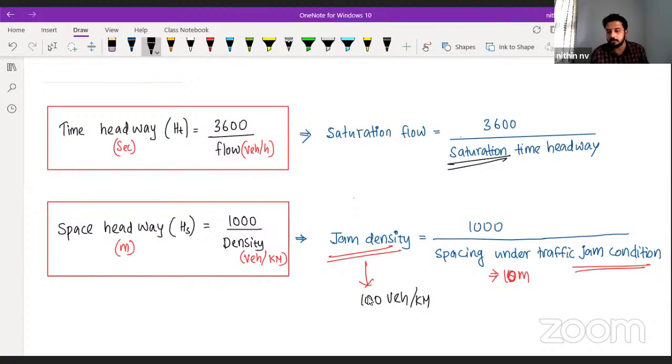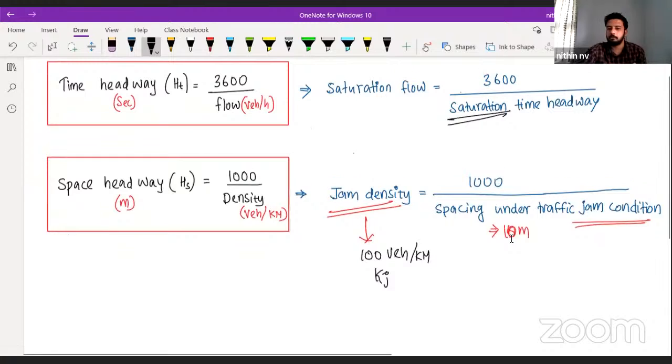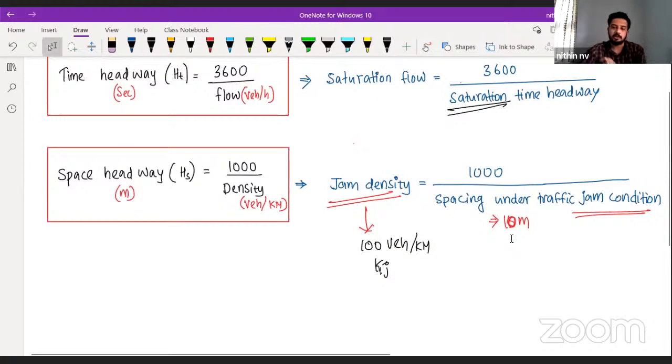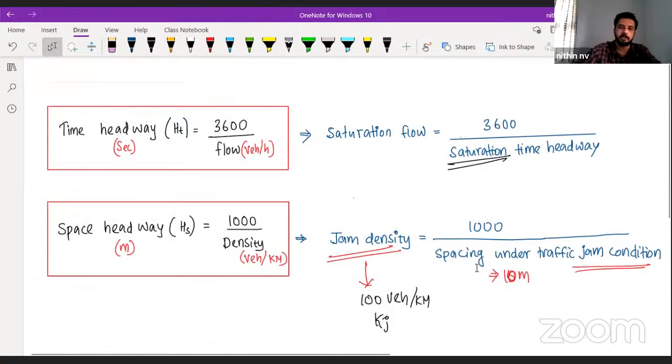Where can you use this concept? The density under traffic jam condition, Kj. We have already seen questions: traffic jam Kj into Vf divided by 4 and so on. In last year's Gate Score Booster session, I did a question based on this, giving the spacing under traffic jam condition, then calculating the maximum flow. You can watch that video.